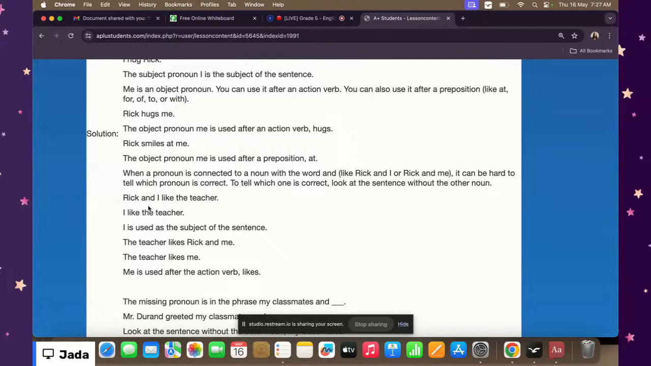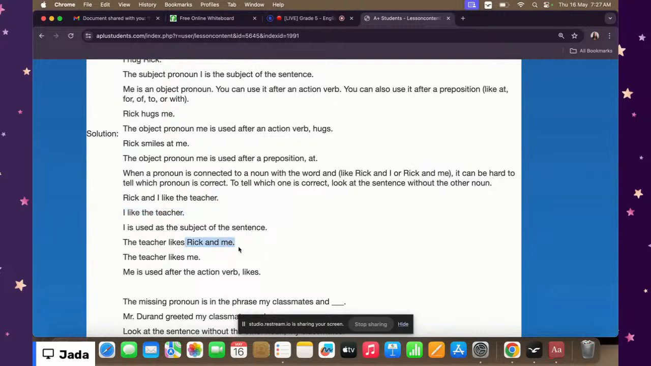So you would see that it doesn't make sense when you put "me." Imagine that you put "me" in place of this "I," and you want to check if it's correct. Then you take away the Rick, and you say "me like the teacher." You see, it is incorrect. So "I" is used as the subject of the sentence.